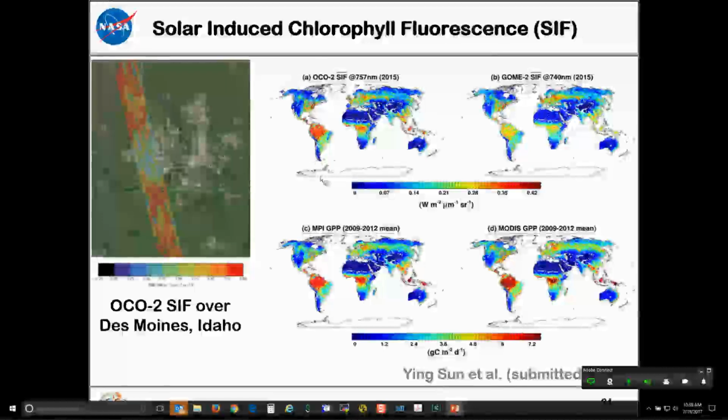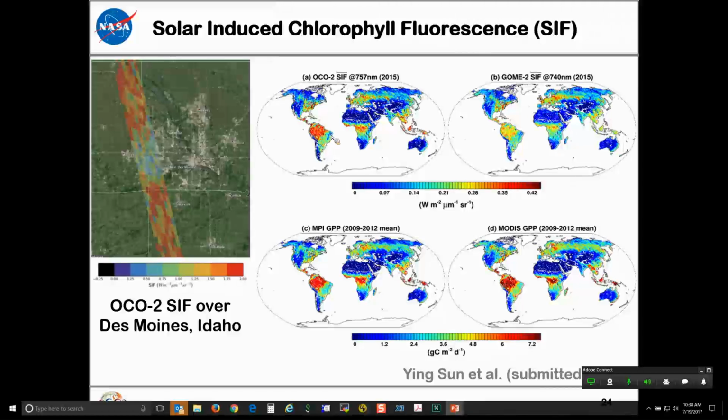If you make global maps of this, as Ying Sun has done, you basically see the strong chlorophyll fluorescence over regions where we expect large GPP, gross primary production, such as South and Central America, over the Congo. We see much stronger chlorophyll fluorescence than we do with, say, GOME-2, partly because OCO2 has a much smaller footprint and is less contaminated by clouds. And so we're seeing results that are very consistent with what we're seeing from MODIS, though chlorophyll fluorescence is a little bit more sensitive indicator of photosynthetic activity than greenness, which is inferred from MODIS observations.